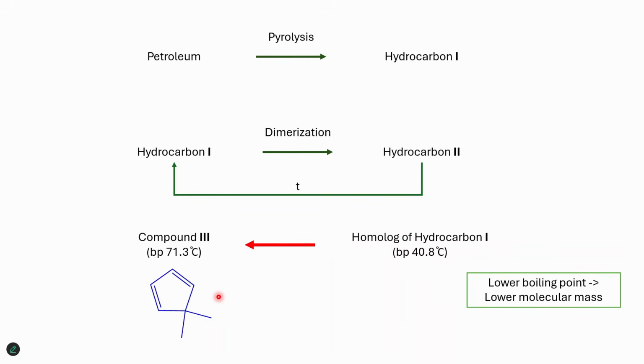The second factor is surface area. If two molecules have the same molecular weight, then we have to take a look at their surface area. In this case, because these are homologs, obviously we are going to have different molecular formulas and different molecular weights. So we need to find something that has fewer carbon atoms, like a lower molecular weight.